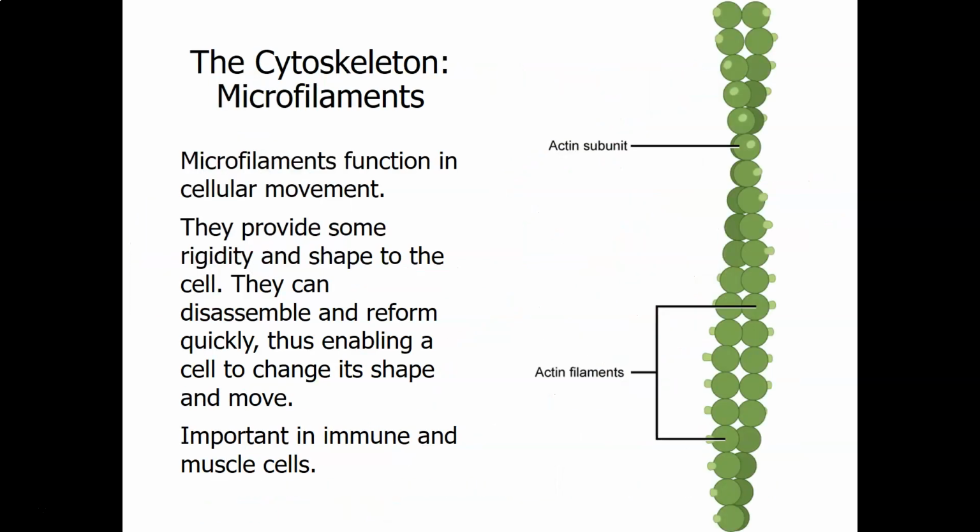The microfilaments function in cellular movement. They can disassemble and reform quickly, so that can help the cell to change its shape and also to move. What you're looking at here is a filament called actin, which is very important in muscle cell contractions.